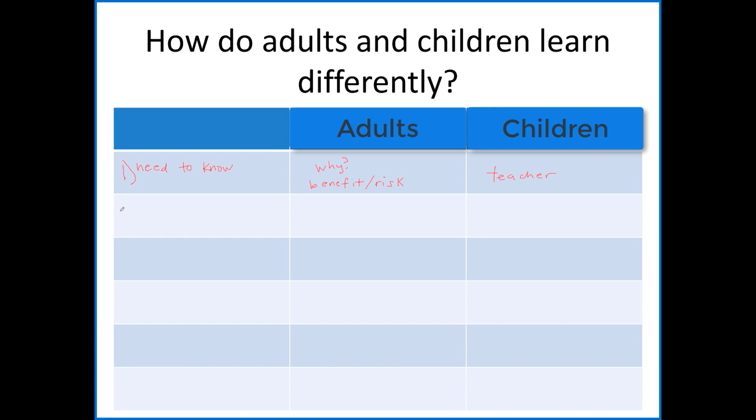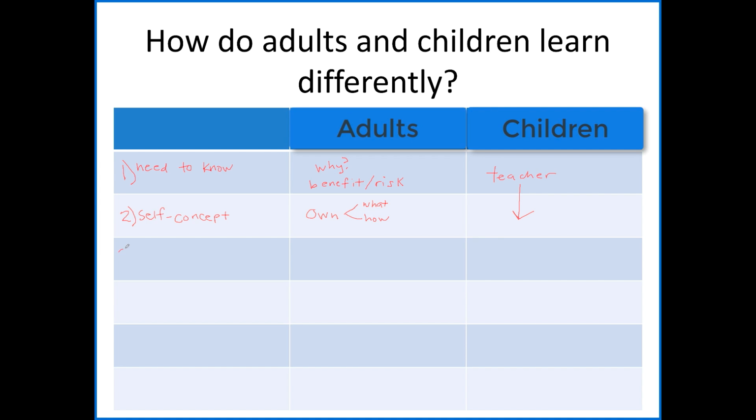One of the other differences in how adults and children learn has to do with self-concept. And that's really our identity as individuals. So as adults, we have a self-concept of being responsible for our own learning. We own that learning. We're self-directed. We want to be part of determining what we learn and how we learn it. Children, on the other hand, are dependent again on their teacher. The teacher is telling them what they need to learn and how they are going to learn it.